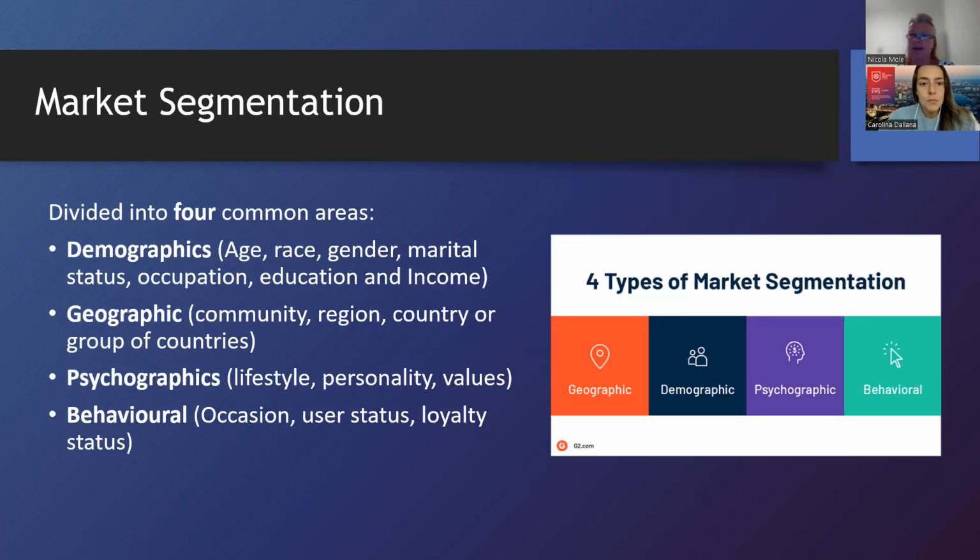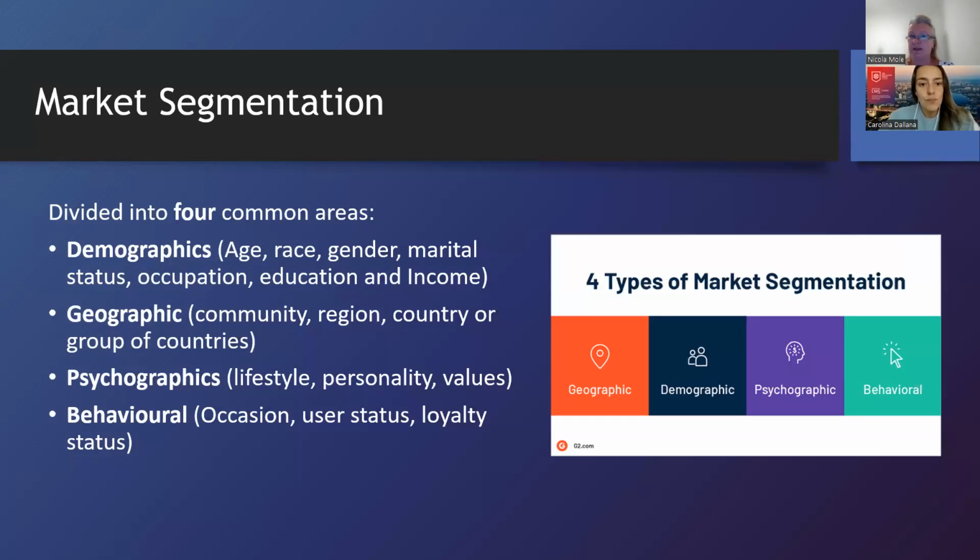Importantly, we need to know what our customers' income is. Can they afford the products that we want to sell them? Or do we need to be trying to sell in a different area? Geographic, physically, where are our customers? Is it a local community or is it broader than that? Is it a region, a whole country, or a group of countries?